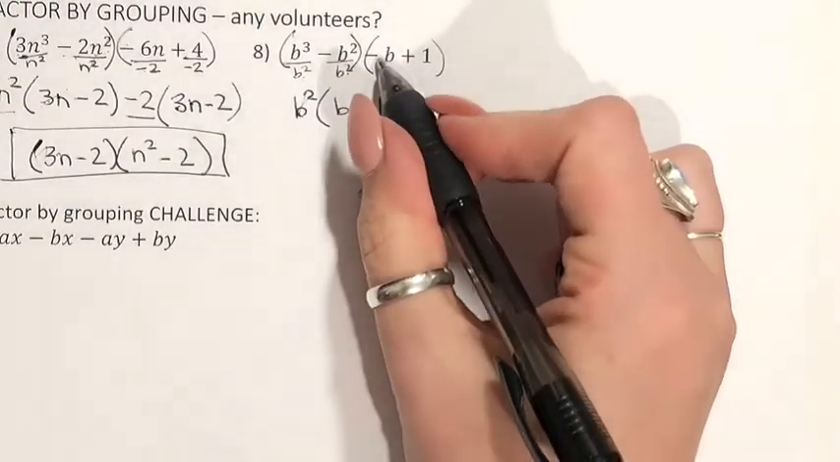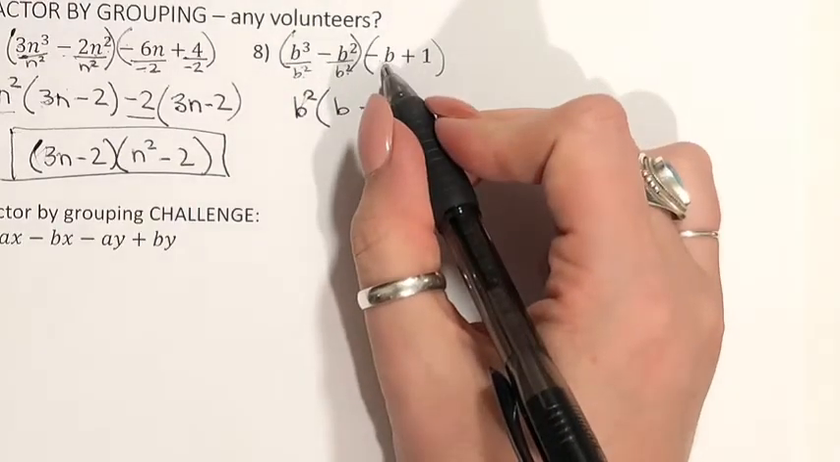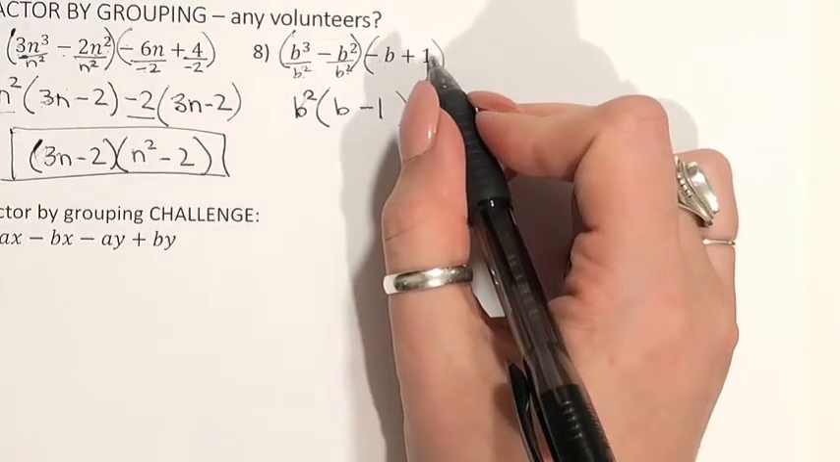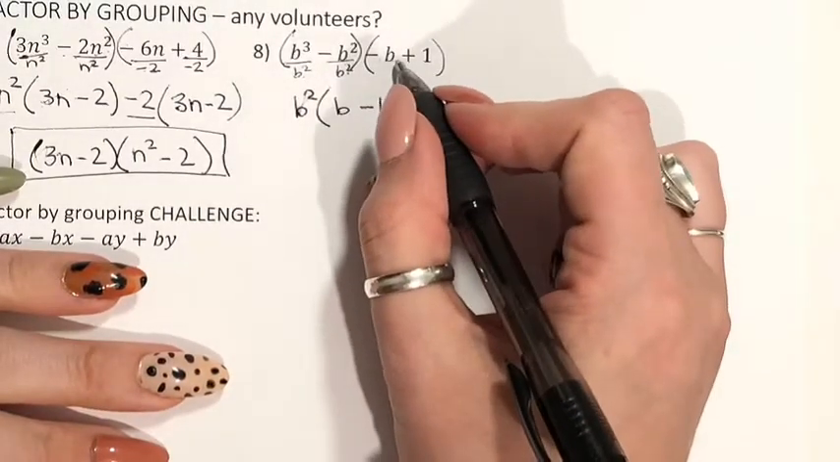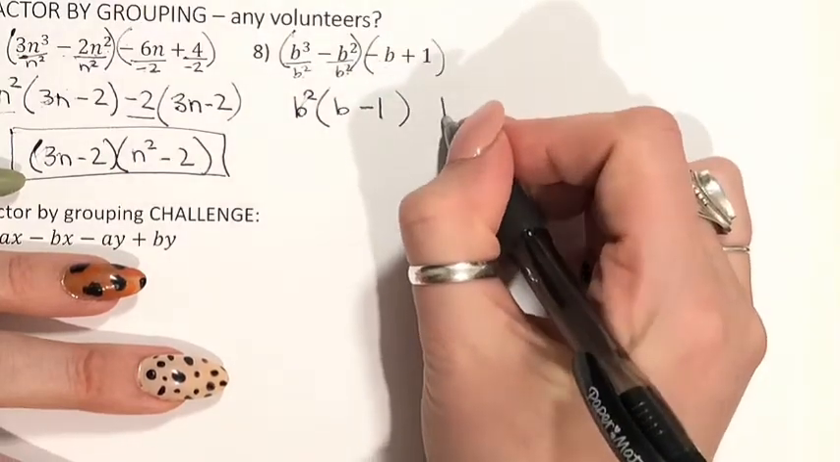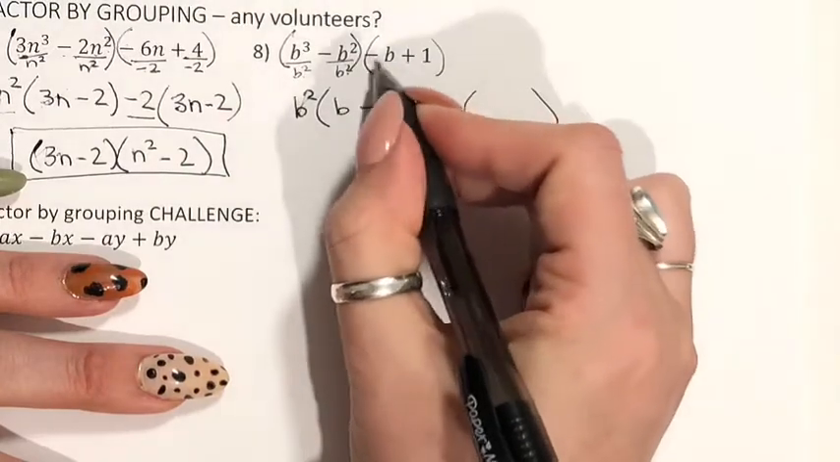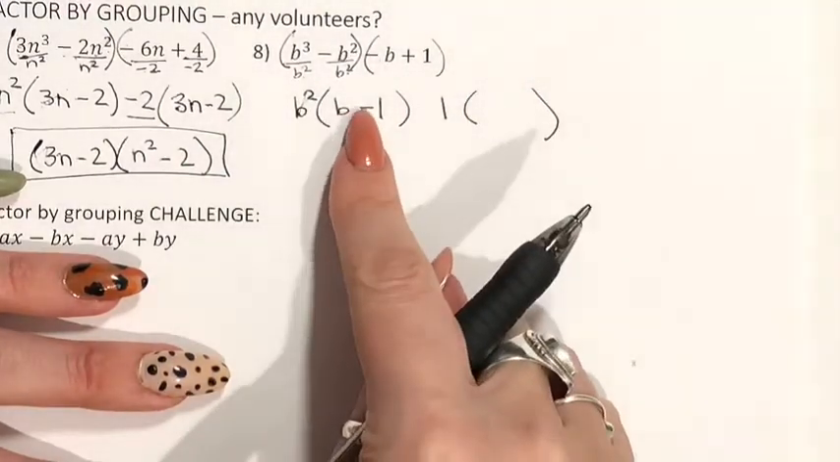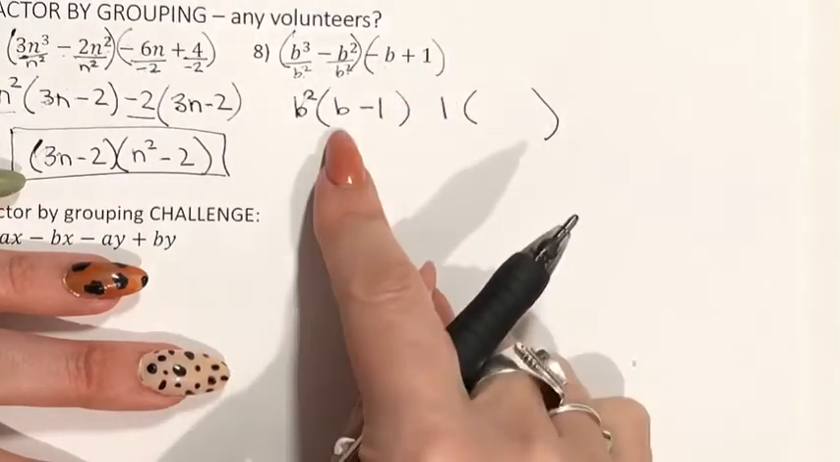Now in our second group, negative b plus 1, they don't have anything in common. There's not a b here to take away from the 1, and there's no numbers to take away. So again, when you have a greatest common factor and you can't find something in common, you're going to take a 1 out. But we're running into that sign scenario again. Notice this is b minus 1. Well, this is negative b plus 1. We want these to match.